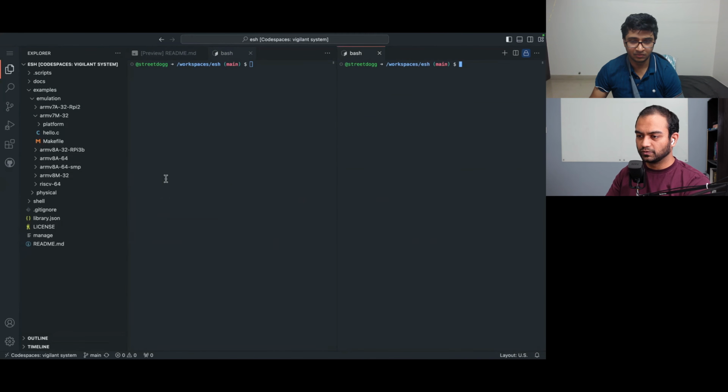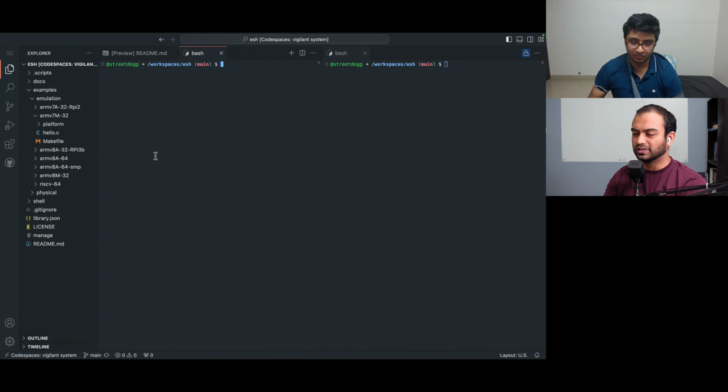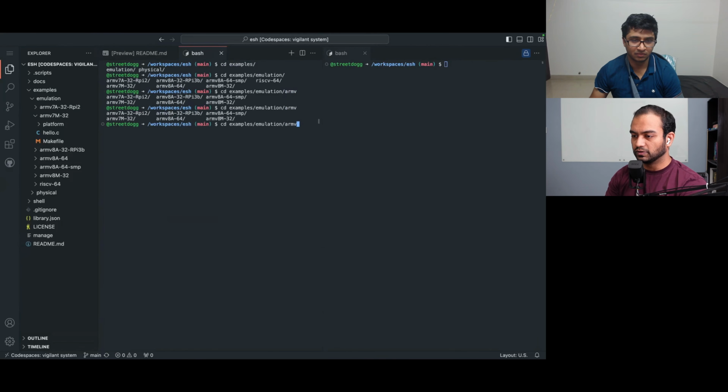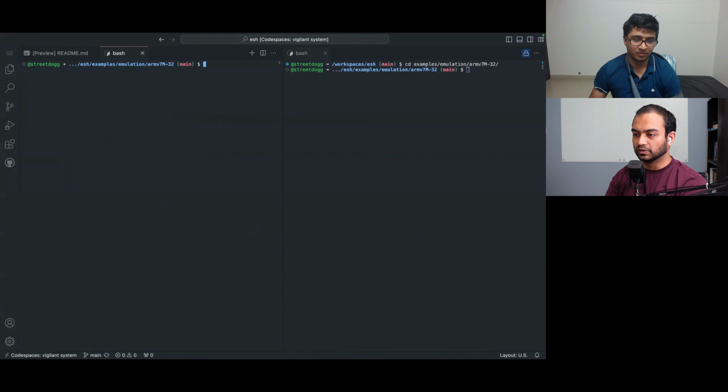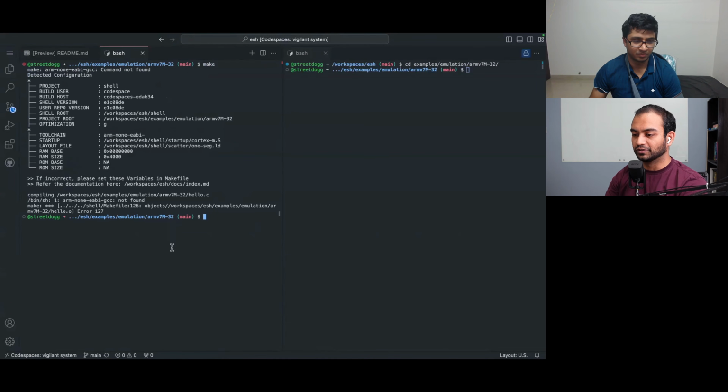Okay, and so this is some repository, of which we'll add the link in the description. So I'll just go to the examples, then emulation based, and then V7M32. And then let me also go into examples, emulation, V7M32. Let me build our example.